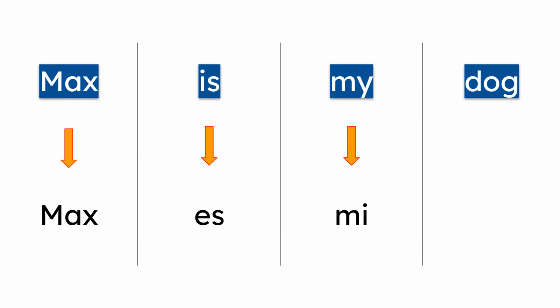Max es mi perro. Max es mi perro. Now, say it out loud, please. Very good. Max es mi perro. If I wanted to say, Max is your dog, how would you say that? That's right. Max es tu perro. Perfect.